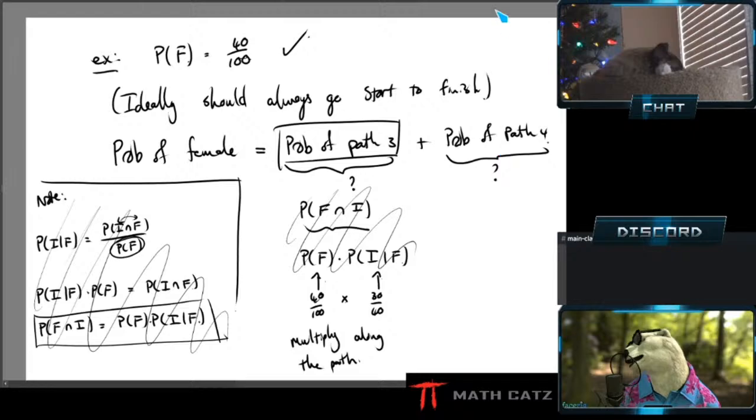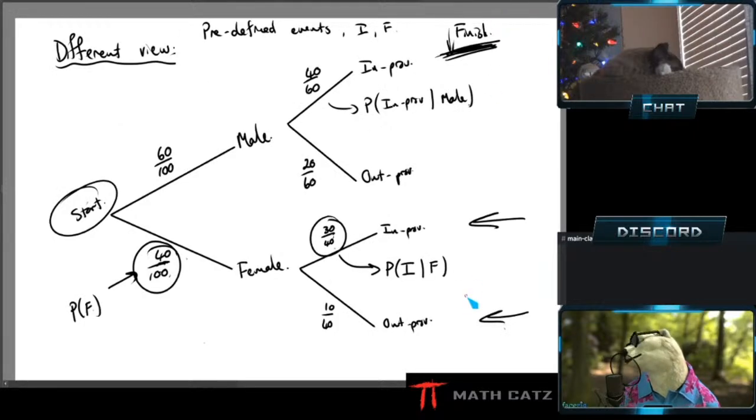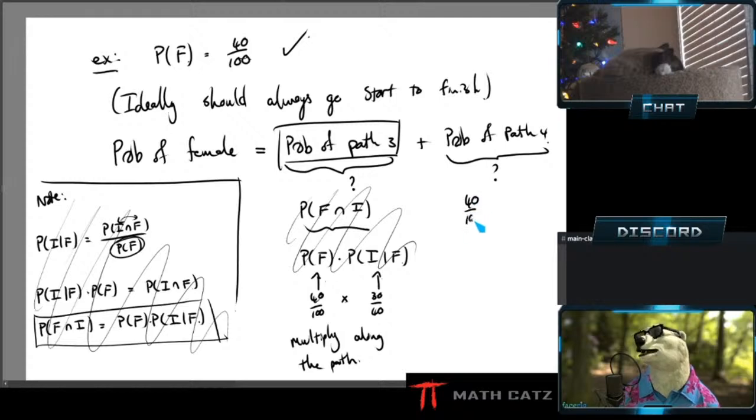So for example, the probability of path 4 is now this one, right? Sure, my diagram doesn't get too messy. Multiply along the path: 40 over 100, 10 over 40. 40 over 100 times 10 over 40. Now this one is pretty simple, so it'll cancel and simplify. But when I get more difficult probabilities that aren't immediately visible on the tree like this one was, I might have to look at full paths.